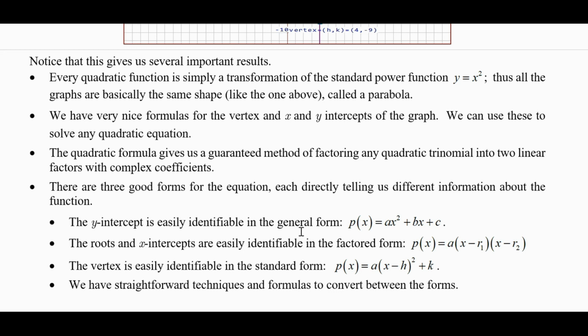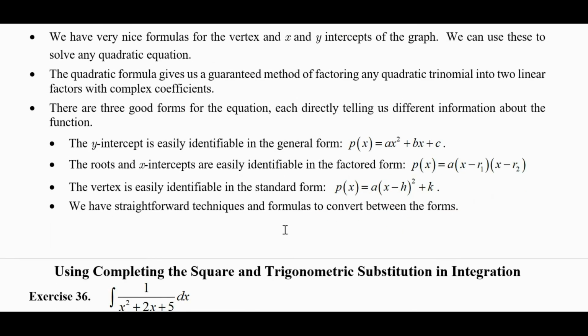There are three good forms for the equation, each directly telling us different information about the function. The y-intercept is easily identifiable in the general form, p of x equals ax squared plus bx plus c. The roots and x-intercepts are easily identifiable in the factored form, p of x equals a times x minus root 1 times x minus root 2. And the vertex is easily identifiable in the standard form, p of x equals a times x minus h squared plus k. And we have straightforward techniques and formulas to convert among the forms, because there are three of them.